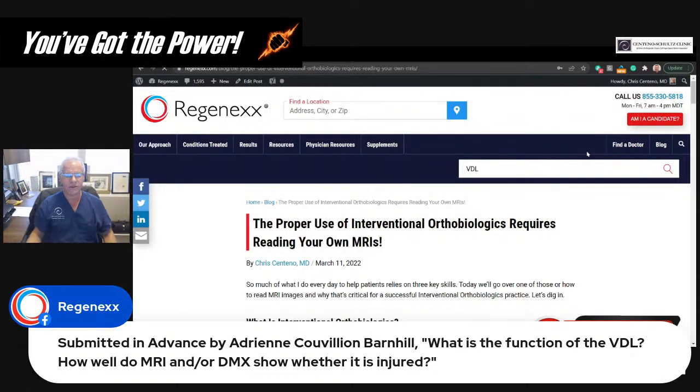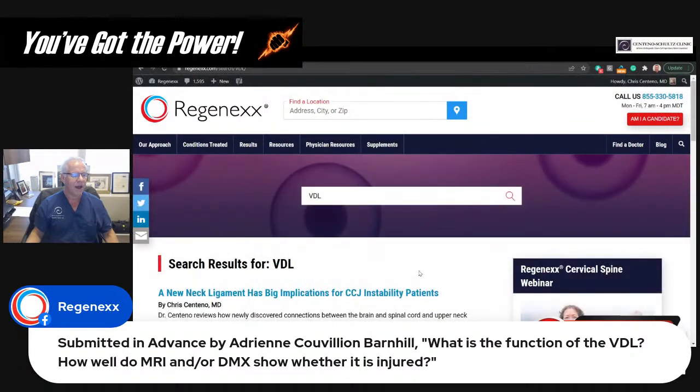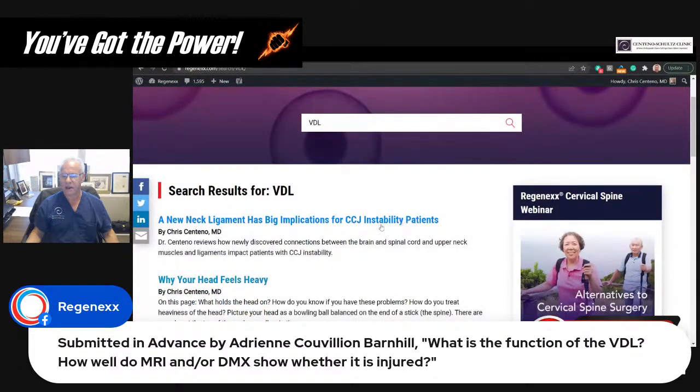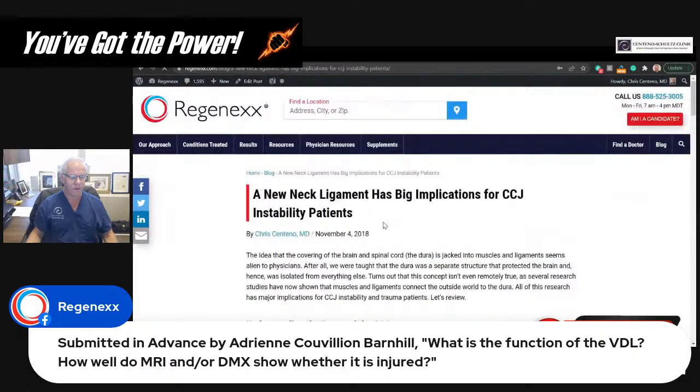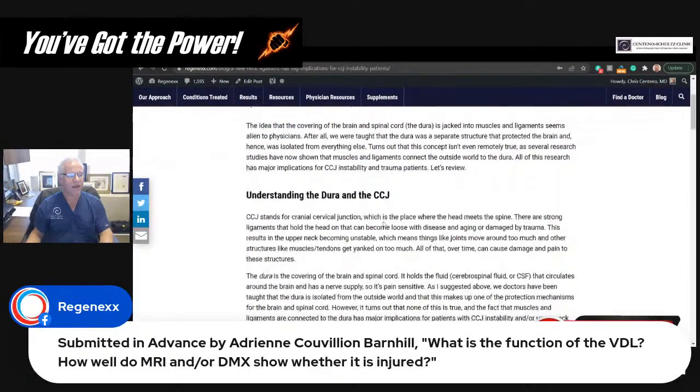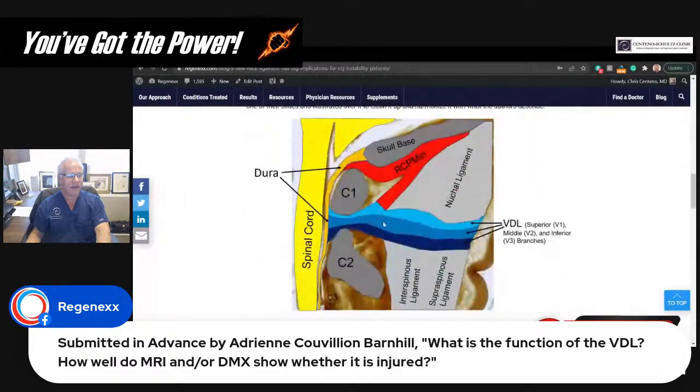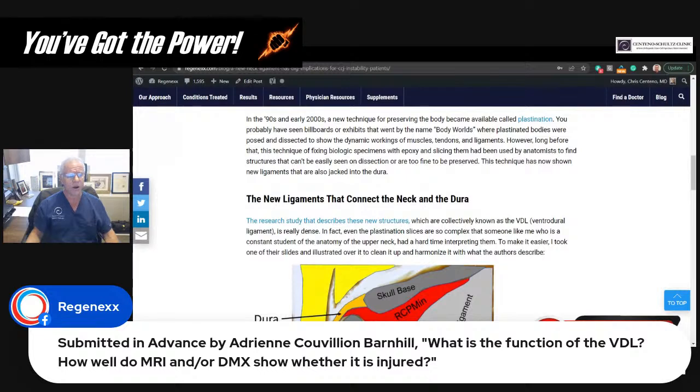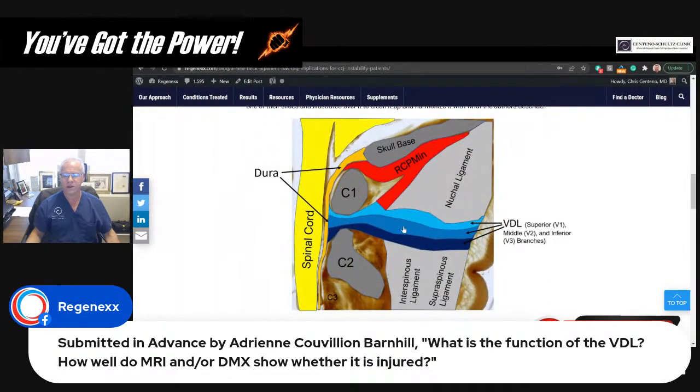So if you go to the Regenexx blog, you type in VDL, and it's going to be this one here. A new neck ligament has big implications for CCJ instability patients. And there's a nice picture of it here. Now, this is a paper that describes the VDL, and that's called the ventrodural or vertebral dural ligament. I've seen it described both ways. And there's a link here to the research study. And this is a picture from the research study.